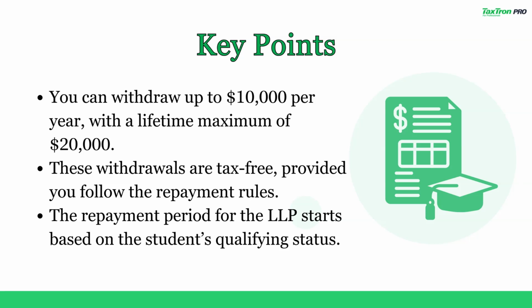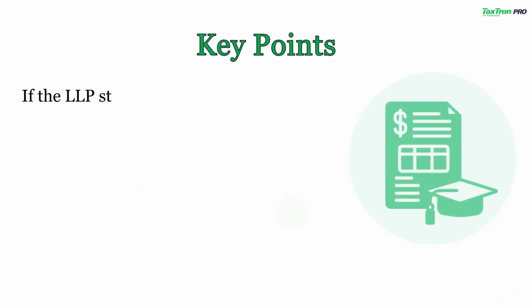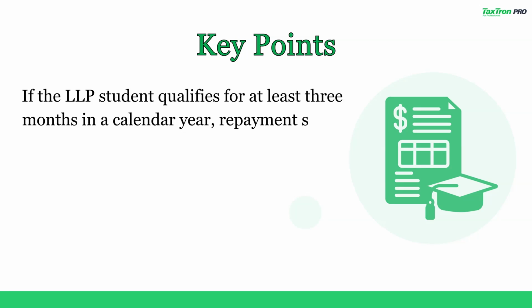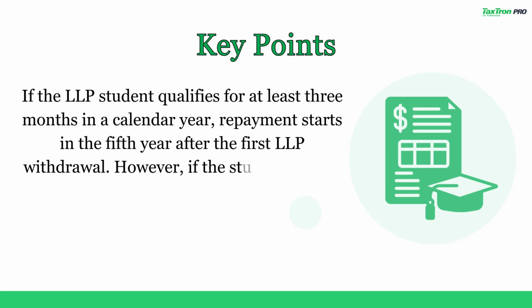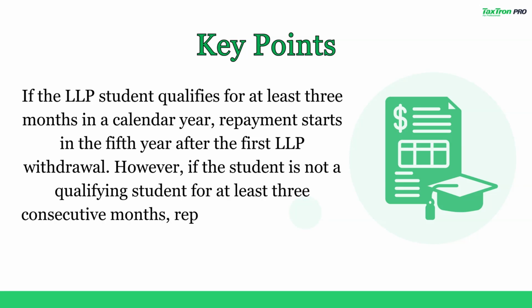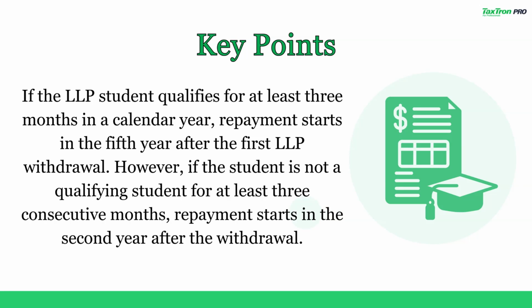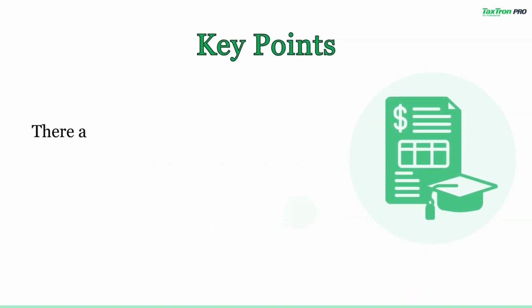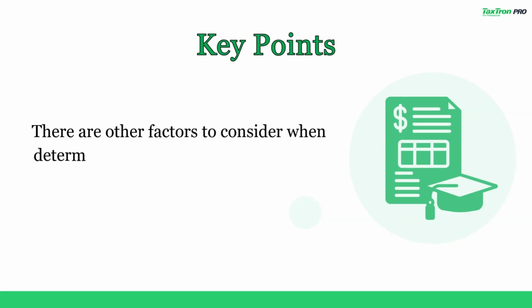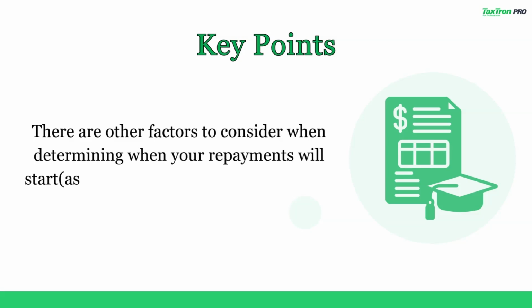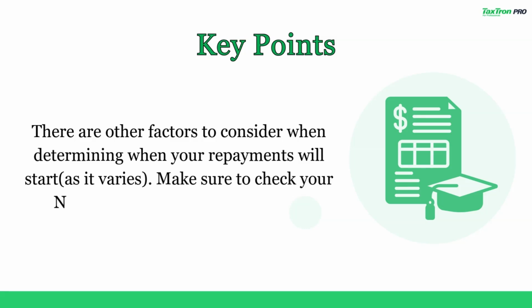The repayment period for the LLP starts based on the student's qualifying status. If the LLP student qualifies for at least 3 months in a calendar year, repayment starts in the 5th year after the first LLP withdrawal. However, if the student is not a qualifying student for at least 3 consecutive months, repayment starts in the 2nd year after the withdrawal. There are other factors to consider when determining when your repayments will start, as it varies. Make sure to check your Notice of Assessment for specifics.